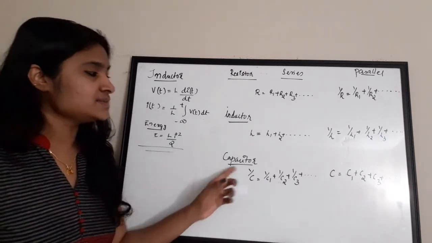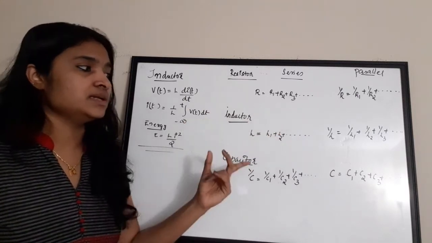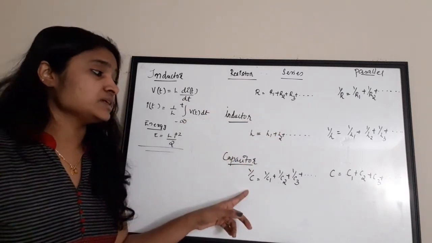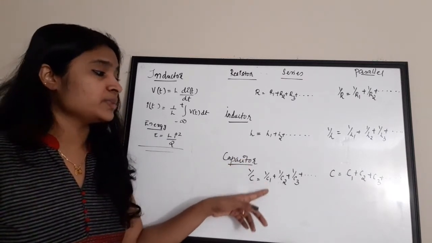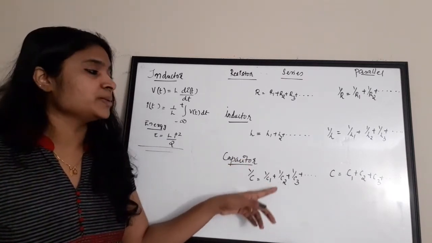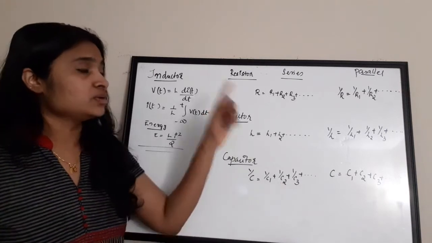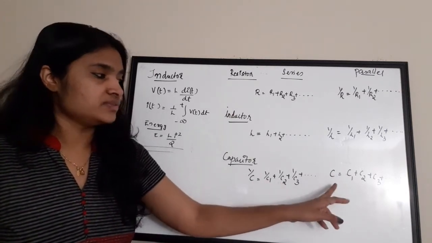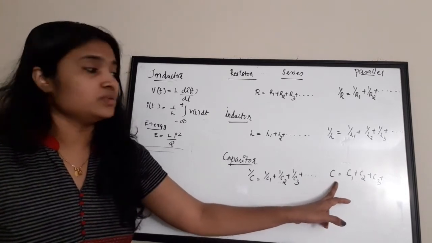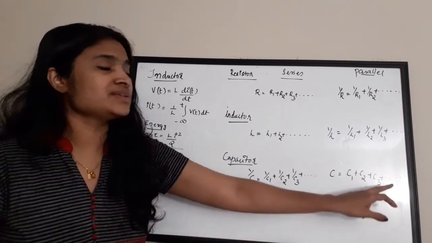Now, for the capacitor, this equation is reversed. For series connection, the equivalent capacitance is 1/C = 1/C1 + 1/C2 + 1/C3 + and so on. And for parallel connection, it is simply C, meaning the equivalent value, equal to C1 + C2 + C3 + and so on.